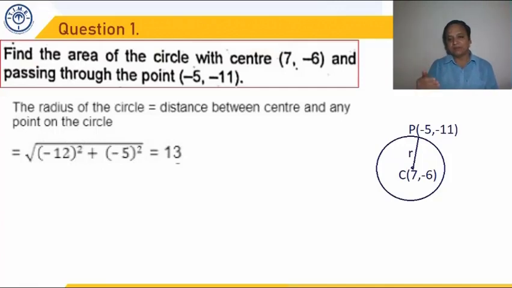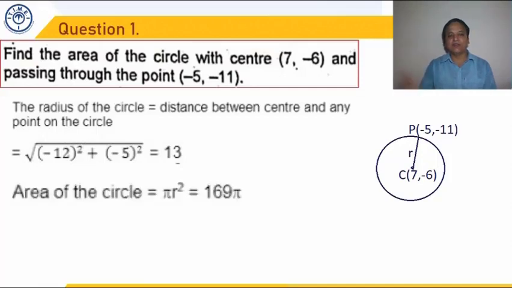square: minus 5 minus 7, that is minus 12 square, plus minus 11 minus of minus 6 becomes plus 6. So minus 11 plus 6 becomes minus 5, its whole square. So minus 12 square is 144, minus 5 square is 25, 144 plus 25 becomes under root of 169, which is 13. So radius of the circle is 13 units.